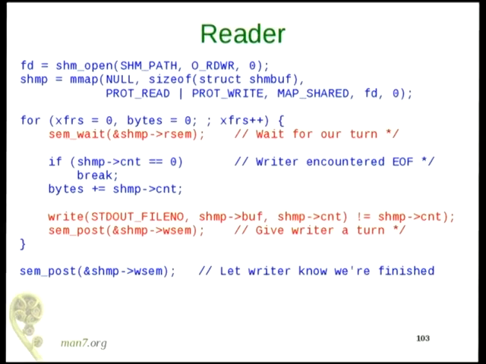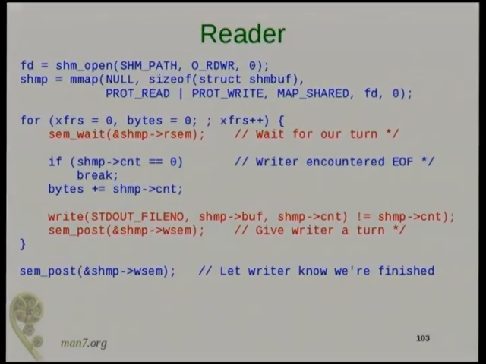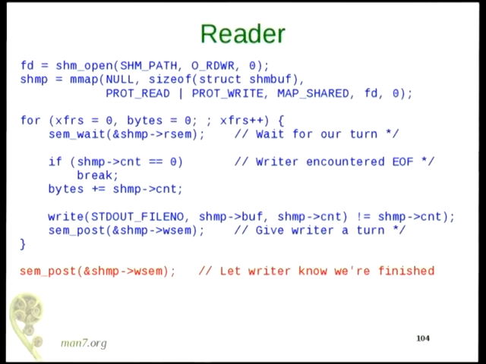The reader, okay, it's a similar sort of thing, but in reverse. It opens an existing shared memory object, maps it into memory, and then goes into a loop where it waits for its semaphore, and then it writes data from the buffer, count bytes. Oh, okay, that's a little typo there as well, sorry. I was trying to trim out all the error handling code, and I just missed trimming out that piece. And then it tells the writer, it's now your turn.